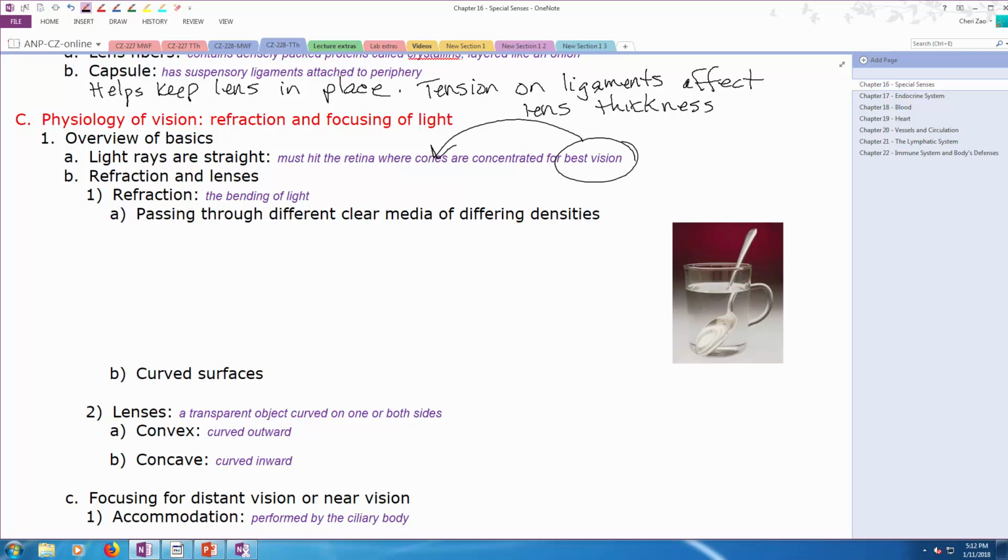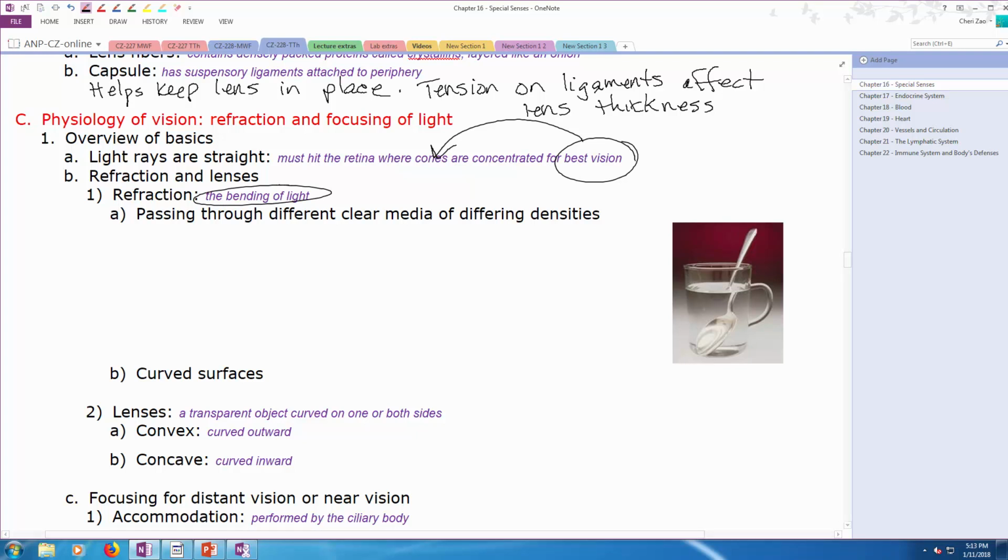And in order to get something that we want to look at to always hit that spot, if you're far away, your chances are pretty high you're going to hit that spot, correct? But the closer you get, if you're looking at something a little off to the side, it's going to come in and go over here. Well, we want it more in the center where our cones are in highest density. So we need things to bend that light ray to make it go in the area where we're going to get the best visual acuity. And that's what refraction is all about. Refraction is the bending of light. And we use lenses for that.